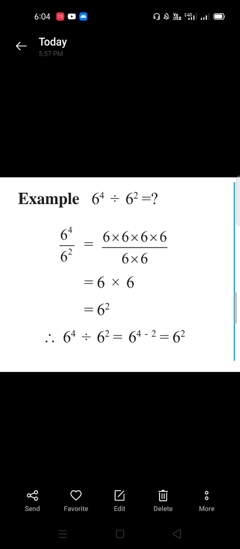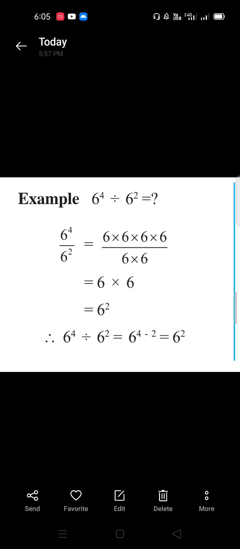What happens in multiplication? The powers get added. And here in division, the powers get subtracted. So, 6 raised to 4 divided by 6 raised to 2 is equal to 6 raised to 4 minus 2. 4 minus 2 is 2. So, finally, your answer comes as 6 raised to 2. This is what is directly done.